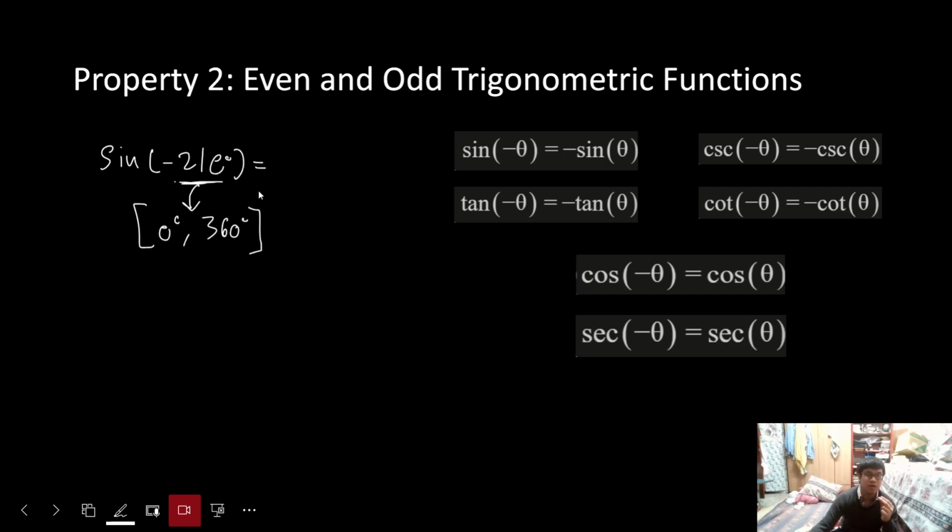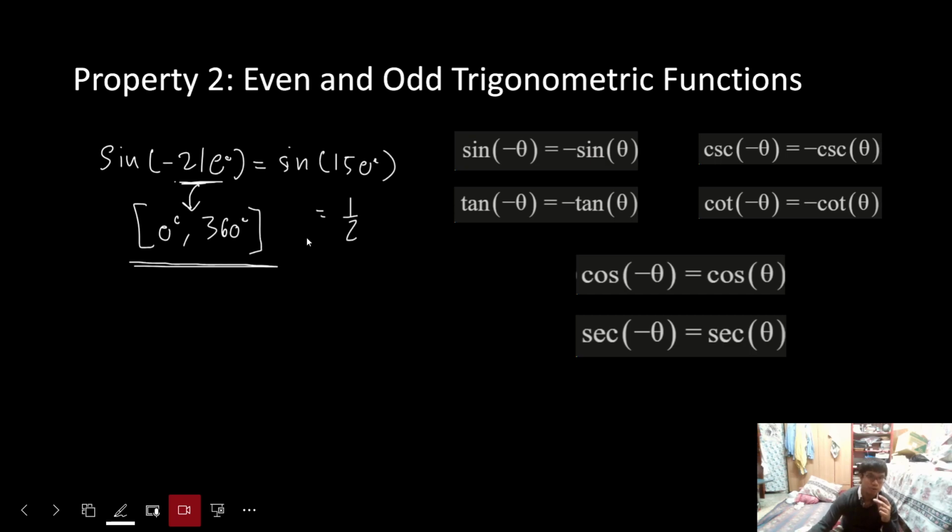Okay? So here, if you're going to get the coterminal angle, and as I said, the recommended way is between this range, you're going to add 360 degrees. So 360 degrees plus negative 210 degrees, you will have 150 degrees. Wait, am I right? 150 degrees. So here, we can have sine of 150 degrees. And sine of 150 degrees is just 1/2.